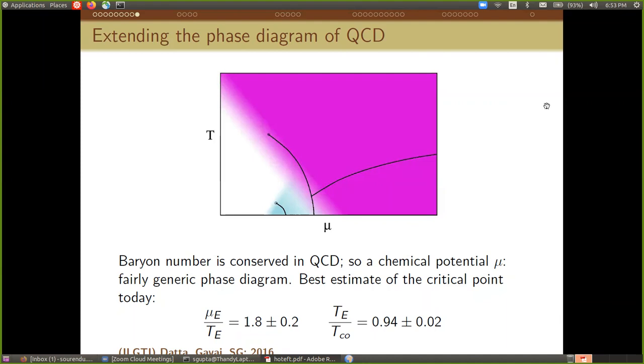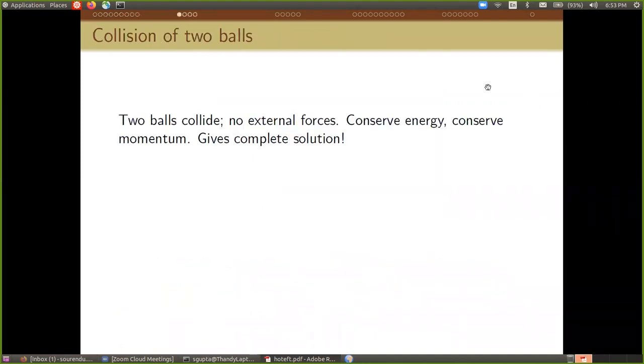Okay, so let me tell you what effective theories are. Think of a very simple classical problem. Two balls collide, there's no external force. How do you solve for the motion of these two balls? You would set up conservation of energy and an equation for conservation of momentum, which is a vector equation. You would solve them because you know the initial momenta and energies of the two balls, and that gives you a complete solution about how these two balls go when they collide. If you think of two billiard balls or two small ball bearings, this works extremely well, as you know.